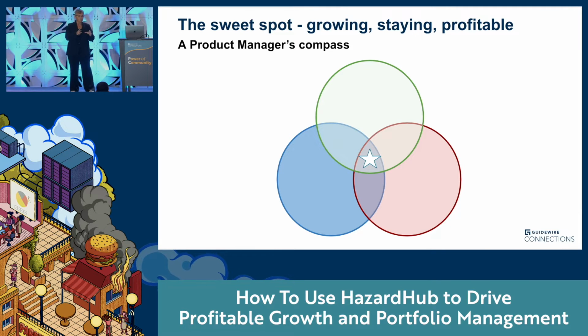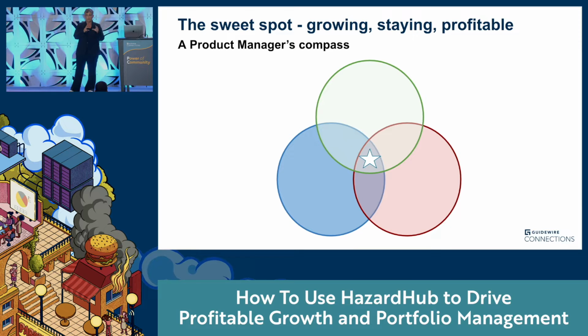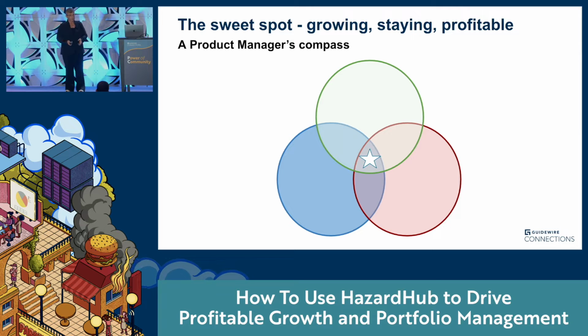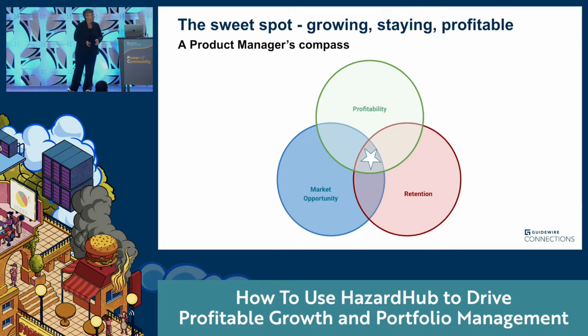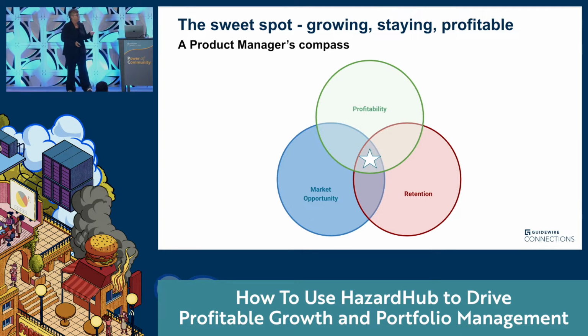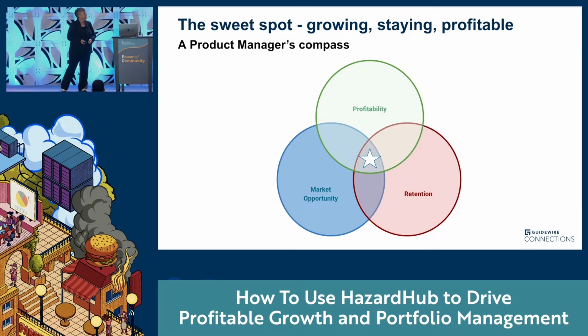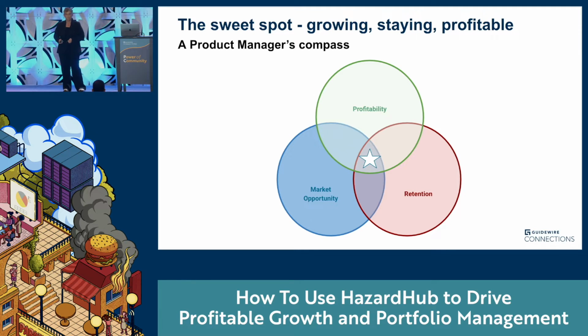For what we do well, we consider those things that we can write profitably. And the things the competition doesn't do well, that drives up our retention. And if the market demands it, then we'll start to see a lot of new business growth in that area. So for insurance, the trifecta, the sweet spot, would be profitability, retention, and market opportunity.